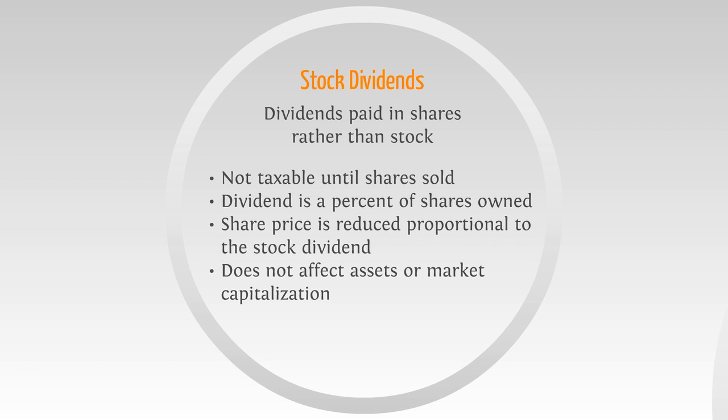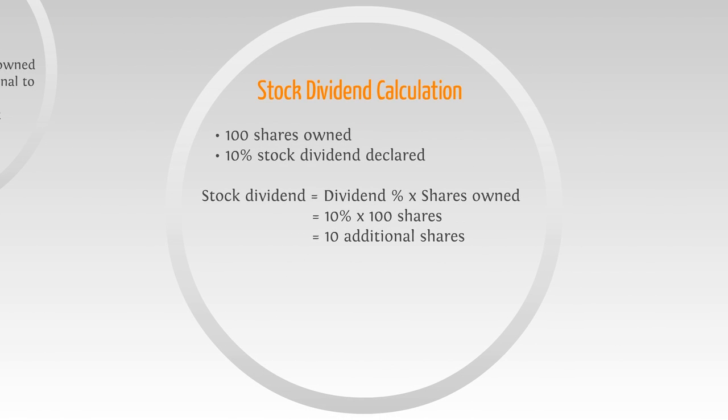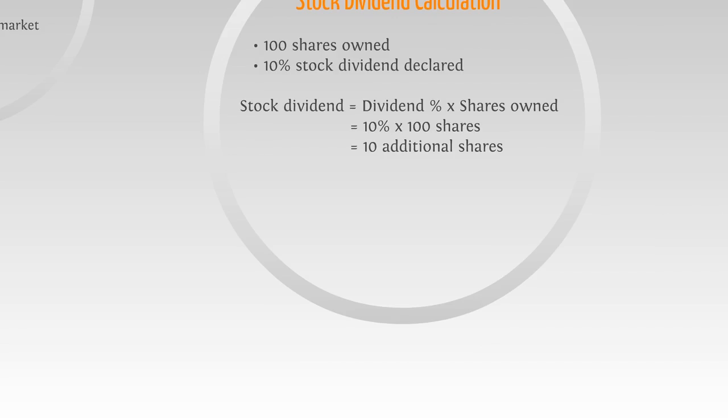No effect on assets or market cap. And here's an example to give you an idea. If you own 100 shares and you receive a 10% stock dividend, which is declared and paid out, you'll own 110 shares afterwards, but your stock price will be adjusted downwards by 10%. So you'll have the same proportional ownership in the corporation.